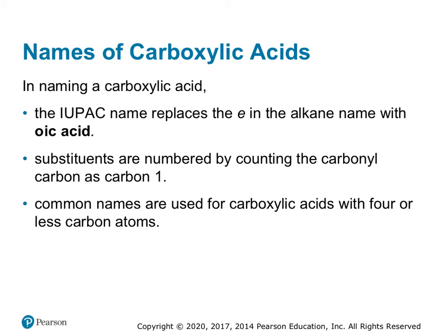When we name a carboxylic acid, the IUPAC name replaces the E in the alkane name with oic acid. So we change the ending to oic. And then we number substituents again and name them. The carbonyl group carbon is always going to be carbon number 1. If we have 4 or fewer carbon atoms, we generally use common names.